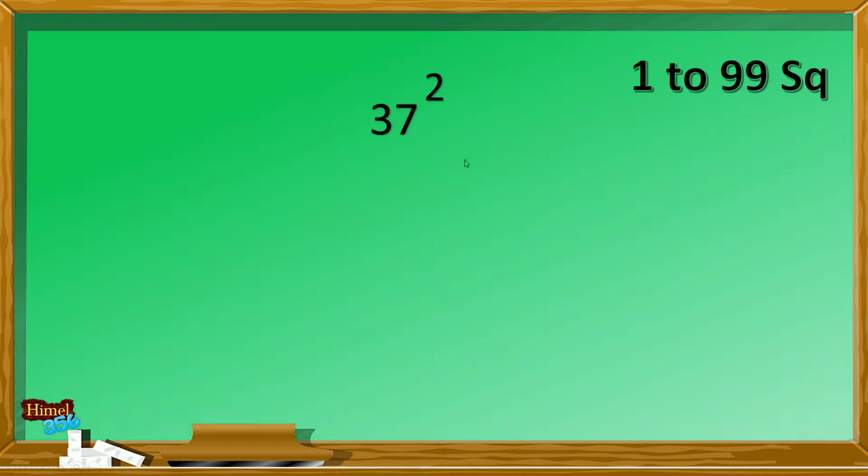Today I will show you how you can get the square of any number from 1 to 99 within 5 to 8 seconds by using nothing but your brain. So can you give me the answer to this question? What is the square of 37? I am giving you 5 to 8 seconds. Let's try.